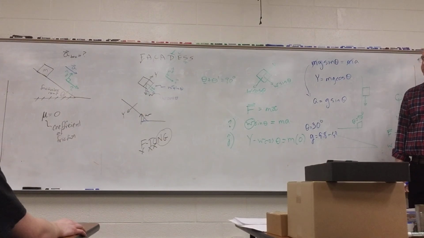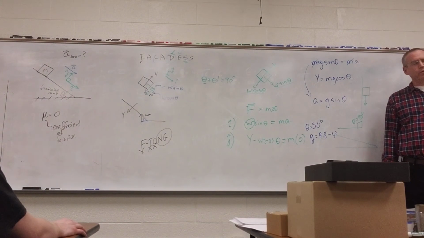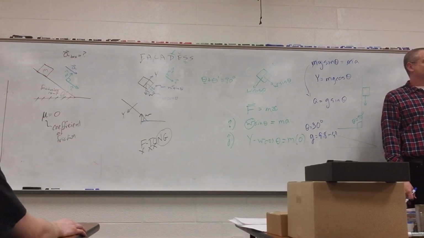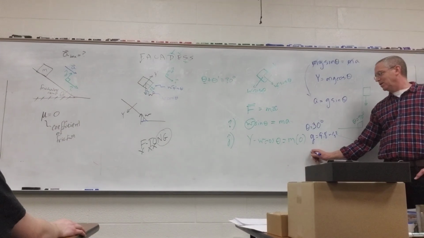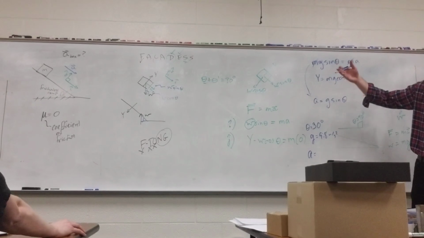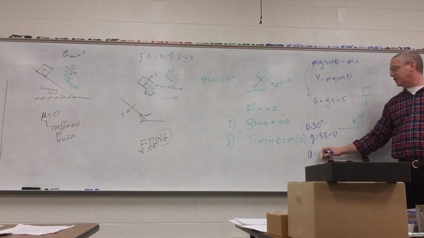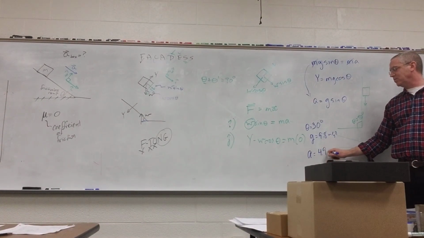For the acceleration of any box on Earth, on a frictionless ceramic, without air resistance, there are a lot of extra caveats in there. If you have it on a 30-degree angle, then the acceleration will be 4.9 meters per second squared.